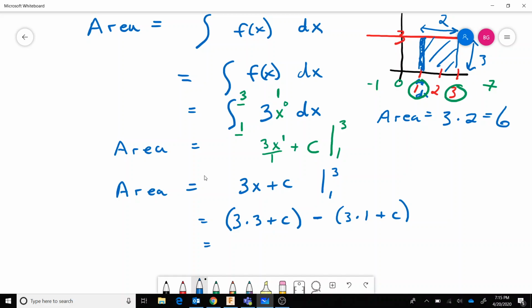So let's see what I got. 3 times 3 is 9 plus c minus 3 times 1 is 3 plus c. And so let's see, 9 minus 3 is 6, and c minus c is 0. The area is actually equal to 6. Hey, that's a good sign. I got the same answer here as I did up here. Integration actually works. Gentlemen, let's do this again, but let's do a harder problem this time.